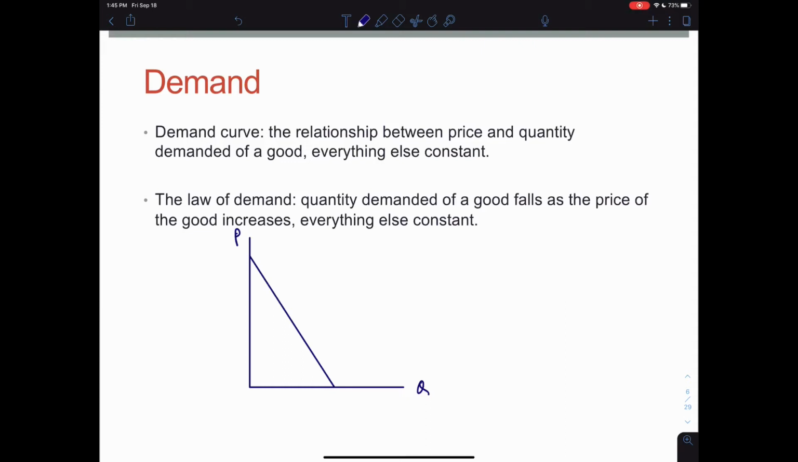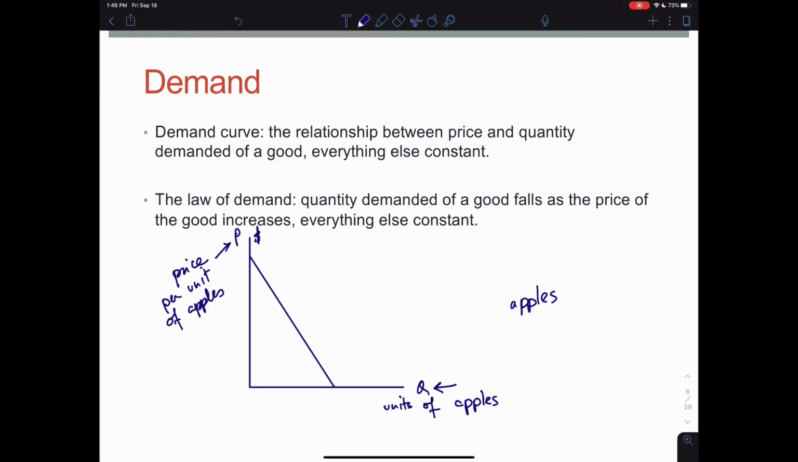The demand curve is a relationship between price of a good and the quantity demanded of a good, keeping everything else that affects the demand for this good constant or fixed. So if the good is apples, this is units of apples. This is price of apples, price per unit of apples, and so it's measured in dollars.